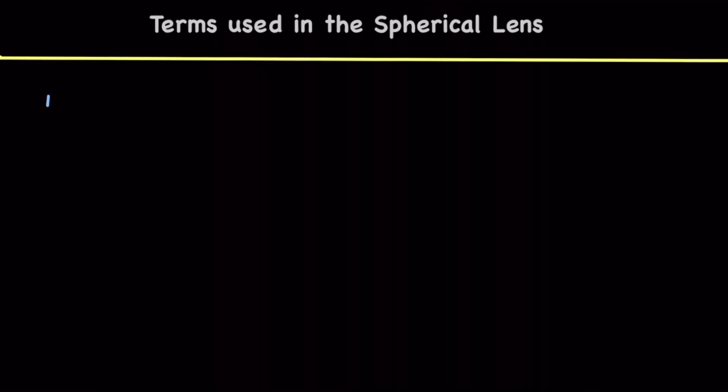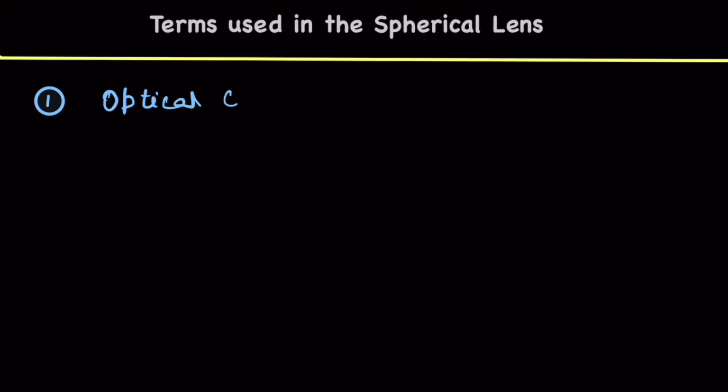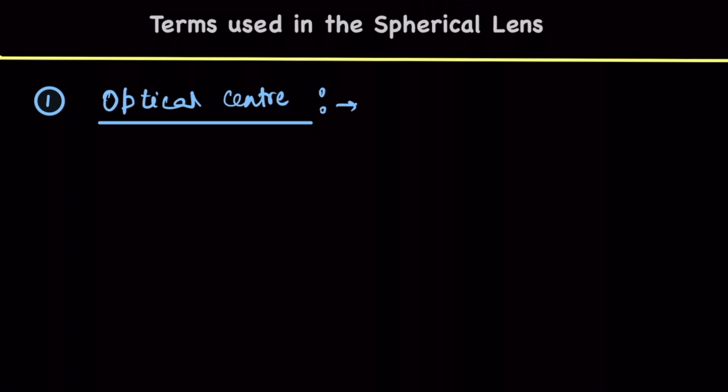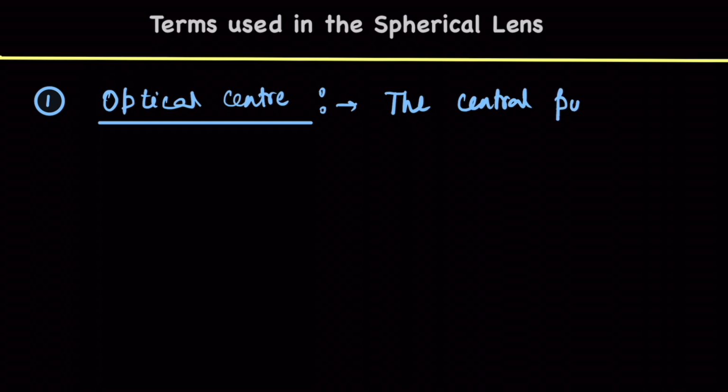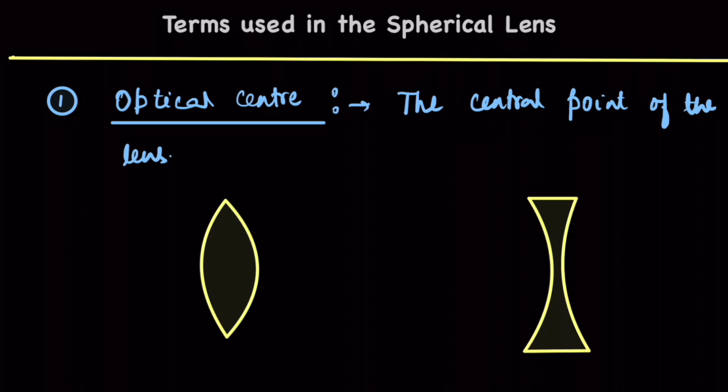So first term is optical center. The central point of the lens. If we have concave and convex lens, the center point of the lens is called as optical center and it is represented as O.